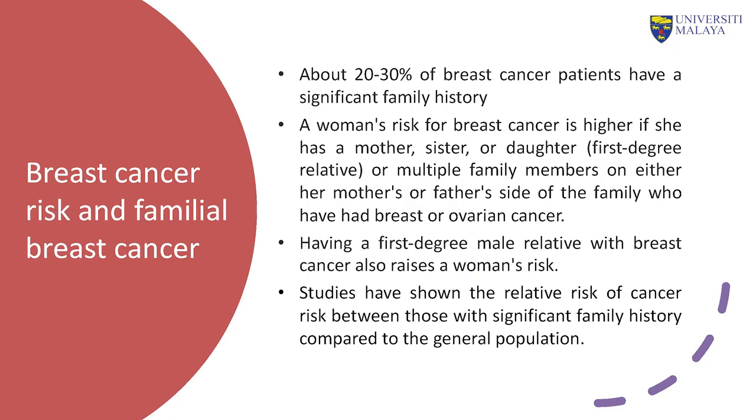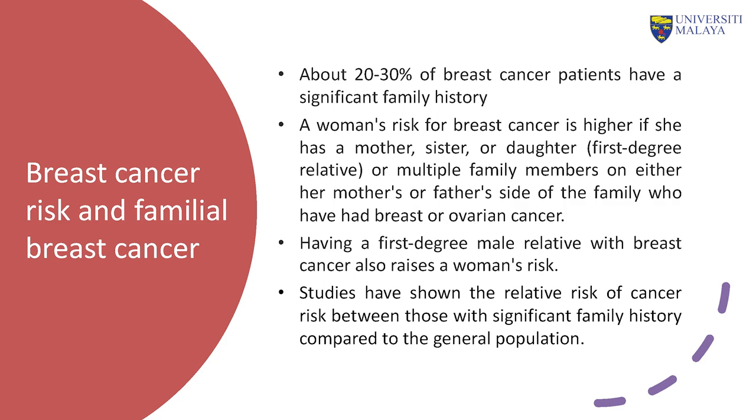About 20 to 30% of breast cancer patients have a significant family history. A woman's risk for breast cancer is higher if she has a mother, sister or daughter, that is, first degree relatives, or multiple family members on either her mother's or father's side of the family who have had breast or ovarian cancer. Having a first-degree male relative with breast cancer also raises a woman's risk.